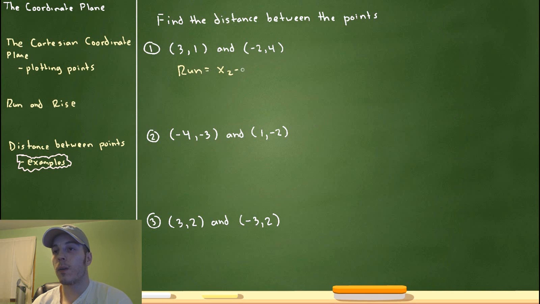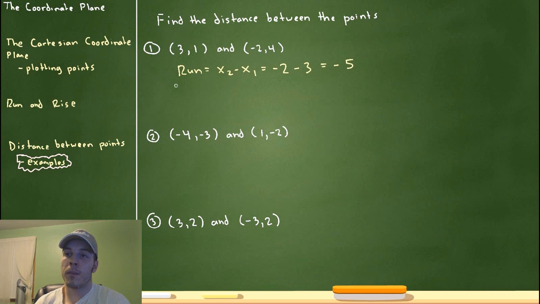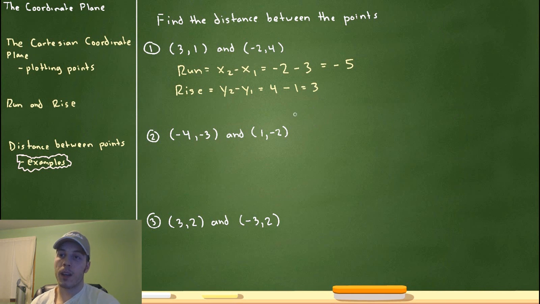So the run is x2 minus x1. In this case, I'll say this is going to be negative 2 minus 3. So the difference of those x values. We get negative 5. And the rise is the difference of the y values. And in this case, this will be 4 minus 1, which is 3.